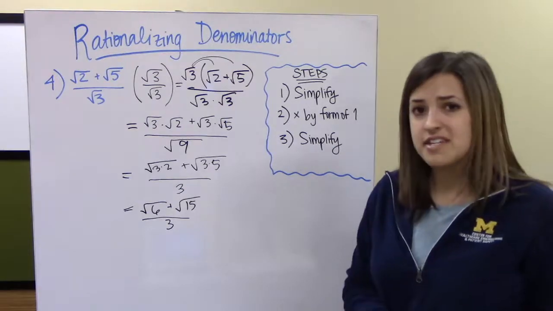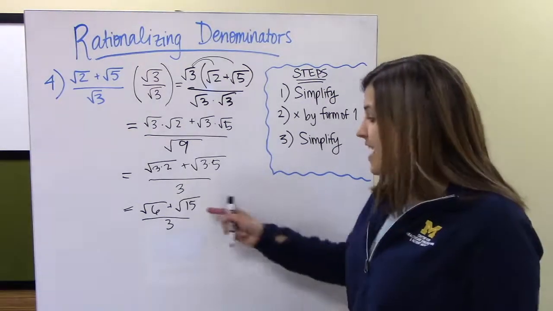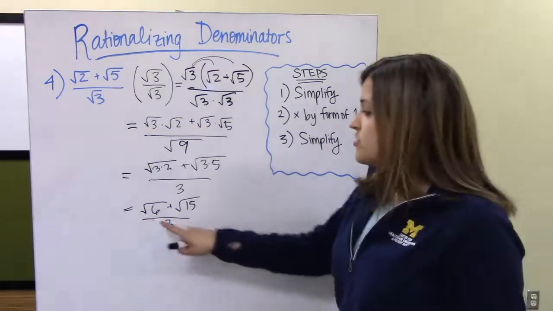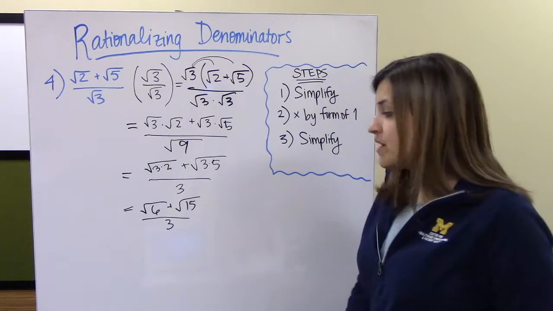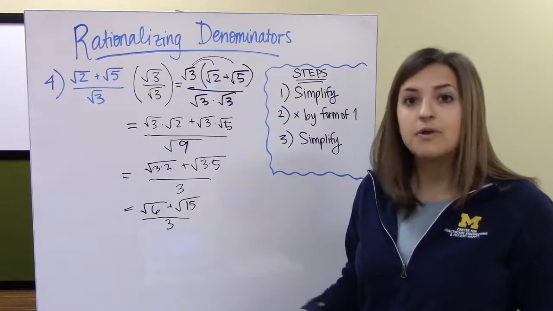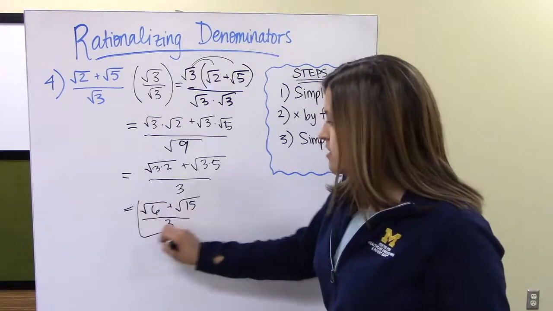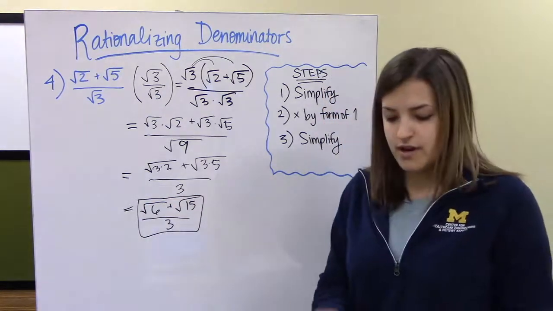And now let's move on to that third step. So can we simplify this any further? We can't, because again, we have a sum on top with 2 radicals here that are not like radicals, so we have to leave them alone. And we don't have any square roots in the denominator, so we are in fact in simplest form. So we will leave this like that, and we are finished.